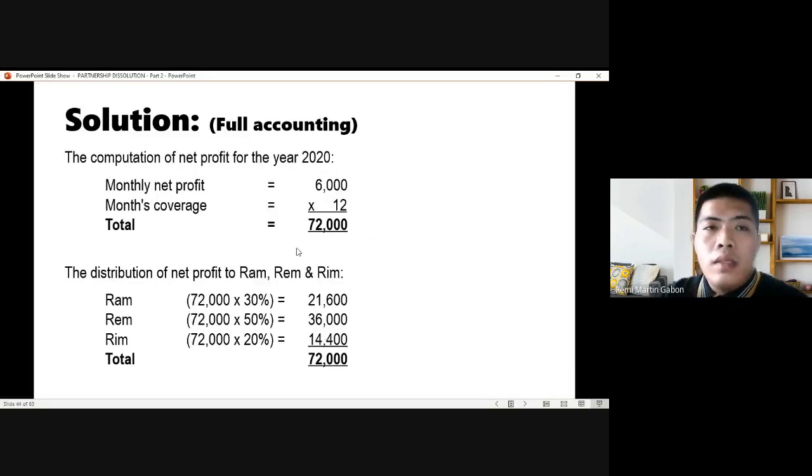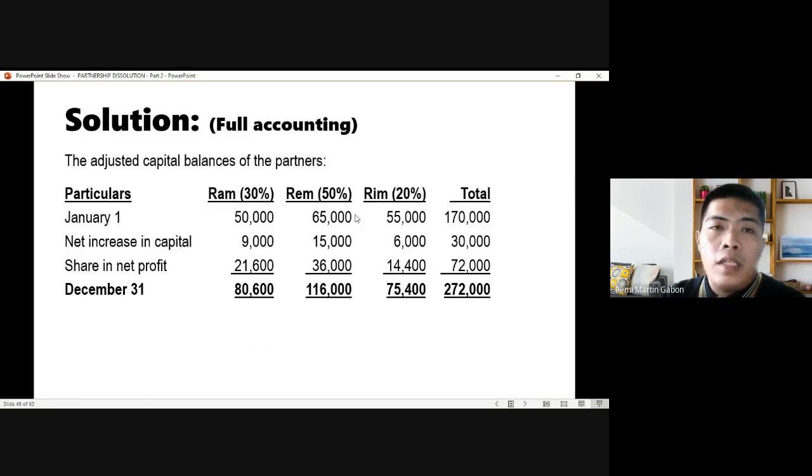Okay? Then profit for 2020, monthly profit of 6,000, month coverage under full accounting, so times 12 months, so 72,000. Distribute also: 21,600 for RAM, 36,000 for REM, and 14,400 for RIM. Then adjust the capital balances. RAM is 80,600, REM is 116,000, and for RIM 75,400.